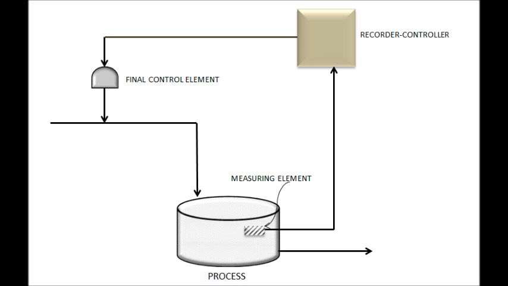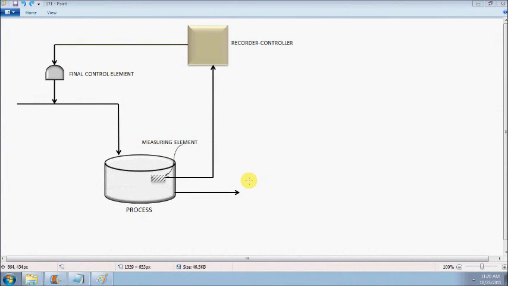Let's take a look at the agitated heating tank system. This is also an example of a first-order system. The temperature of the outlet stream, which is the output variable, is to be maintained at a predetermined value known as the reference value, or simply called the set point.